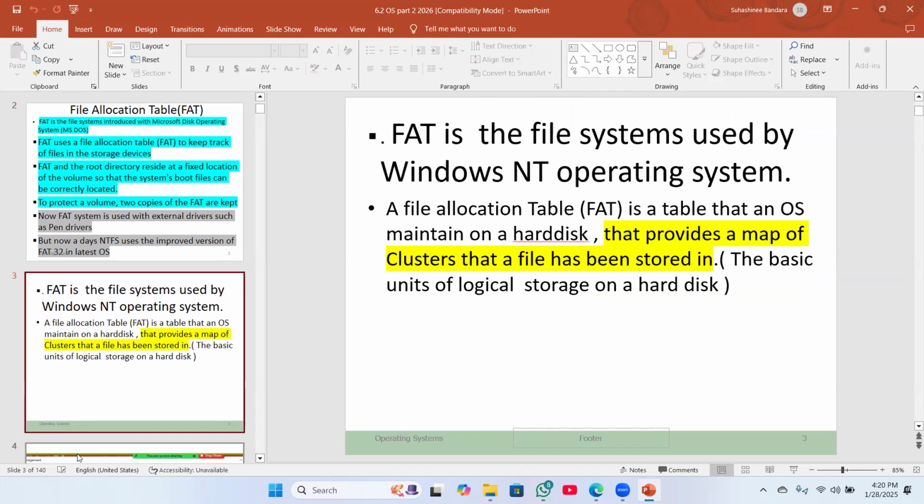FAT is a table that an operating system maintains on the hard disk. It provides a map of clusters. Clusters mean adjacent sectors. Sectors mean the smallest section where we save the data in a hard disk. So smaller sections we call sectors. If adjacent sectors are going to save a particular file, we call them clusters.